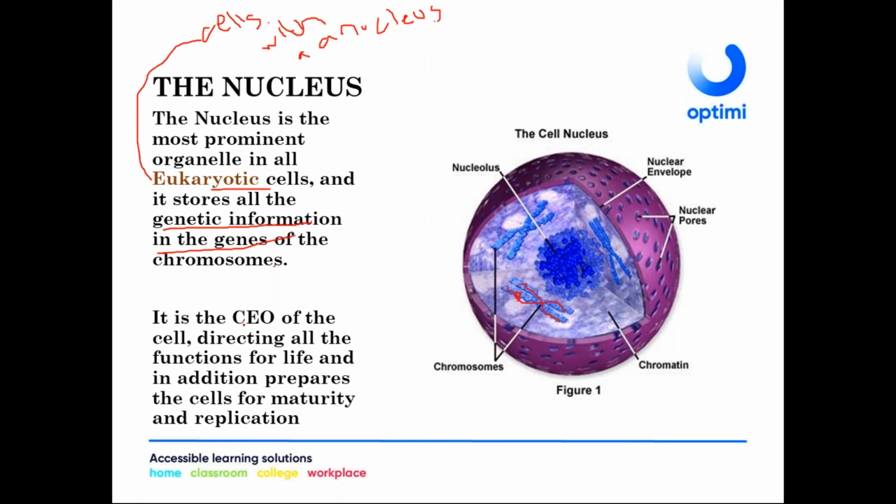The nucleus is the CEO of the cell and it directs all the functions of life and in addition prepares the cells for maturity and replication. Okay, so it controls all the functions for life and prepares the cell for replication, which we're going to be looking at now.